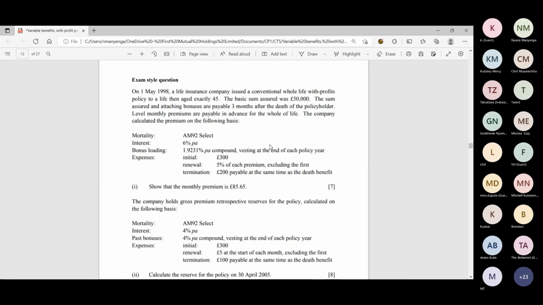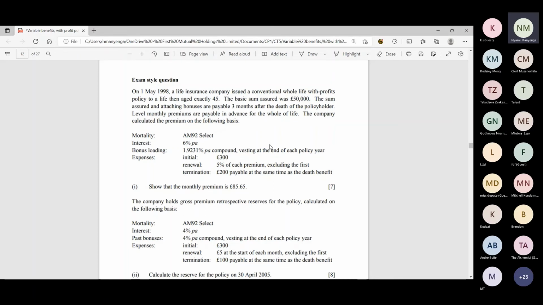So the question says, on 1 May 1998, a life insurance company issued a conventional whole life with profit policy to a life then aged exactly 45. The basic sum assured was 50,000. The sum assured and attaching bonuses are payable 3 months after the death of the policy holder.